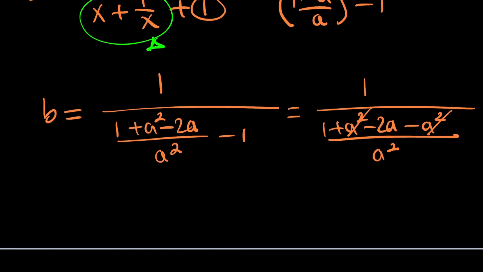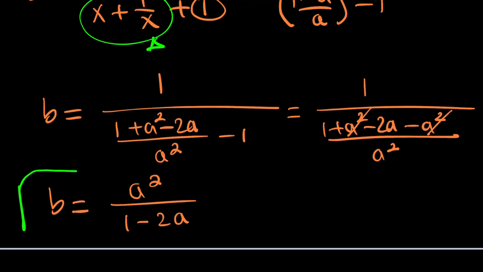When you flip, b is going to be a squared divided by (1 minus 2a). Are you serious? It can be that simple? Well, it's surprising. I didn't even know the answer when I wrote this problem.